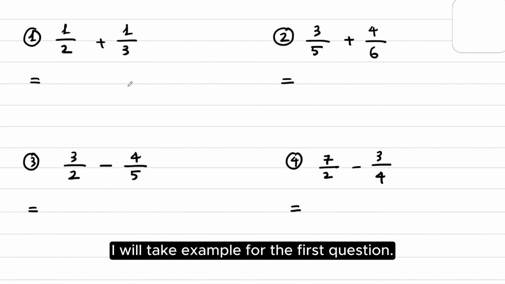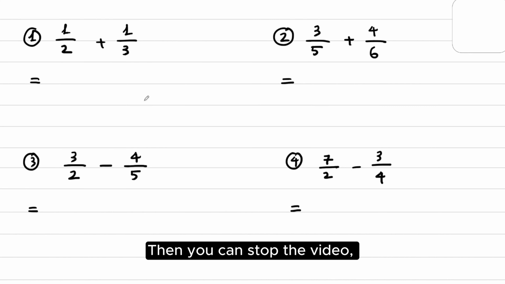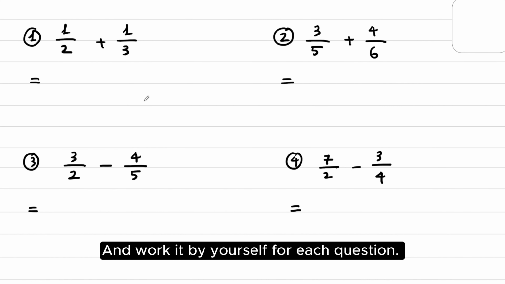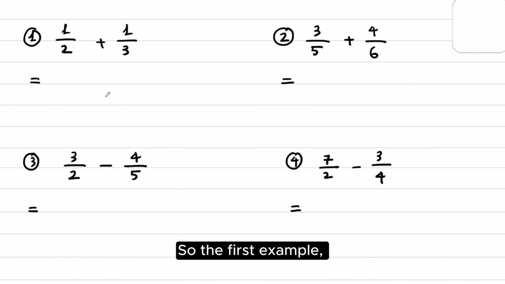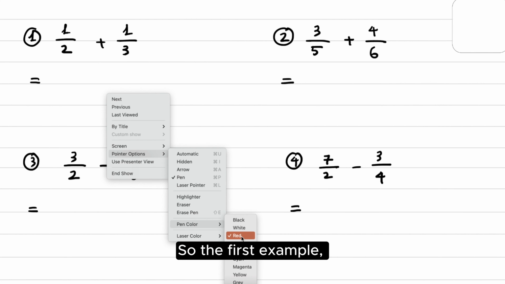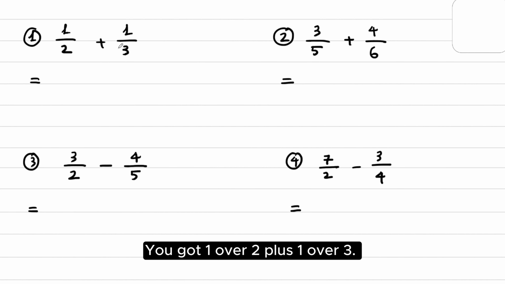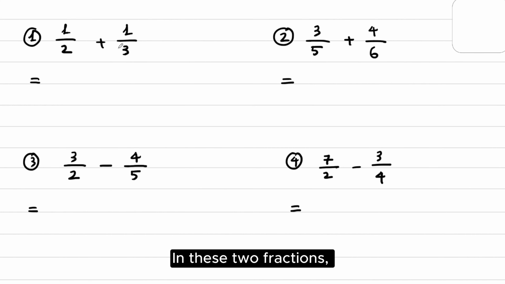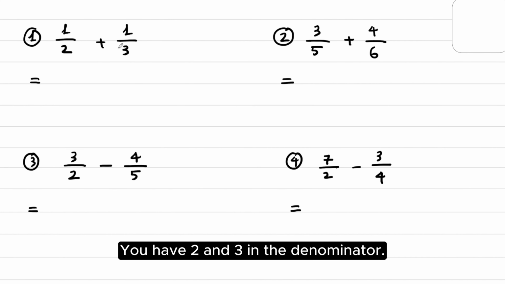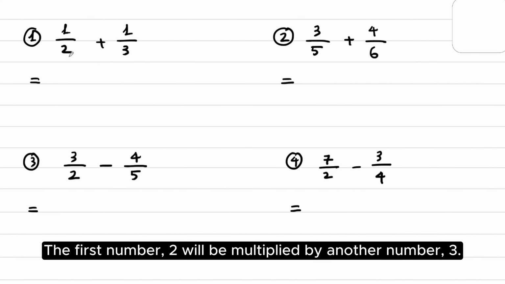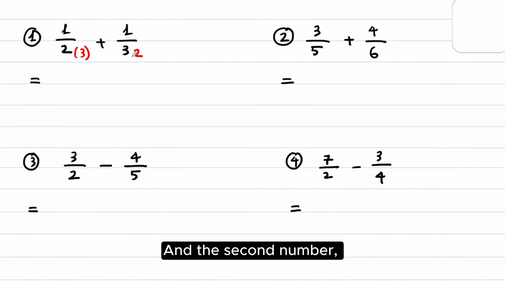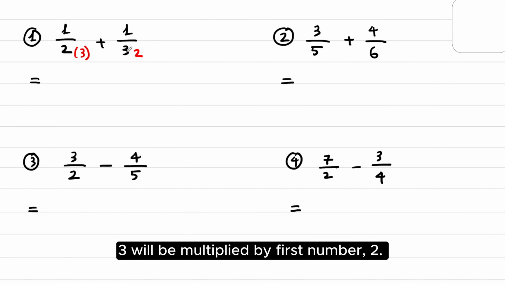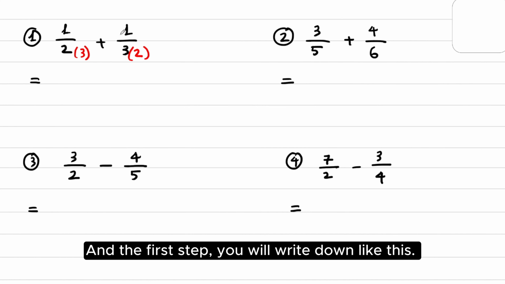So I will take an example for the first question, and then you can stop the video and work it by yourself for each question. Okay, so the first example, you got 1/2 plus 1/3. In these two fractions, you have 2 and 3 in the denominator. The first number 2 will be multiplied by the other number 3, and the second number 3 will be multiplied by the first number 2. And the first step you will write out like this.